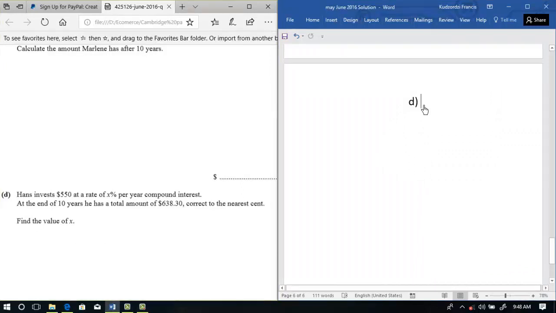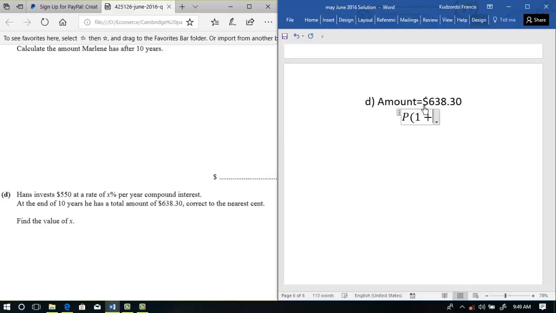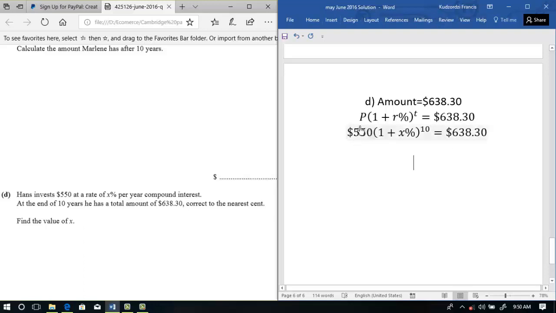So you know the compound interest formula already. If you plug everything into this formula, the amount is supposed to be $638.30. We know the amount, we know the years, it is 10, and we know the rate to be x percent. So you're going to get something like this. This is an equation in x that we need to solve for x.